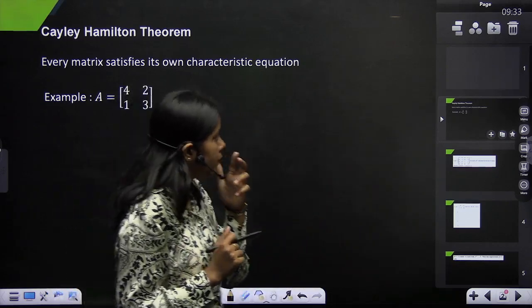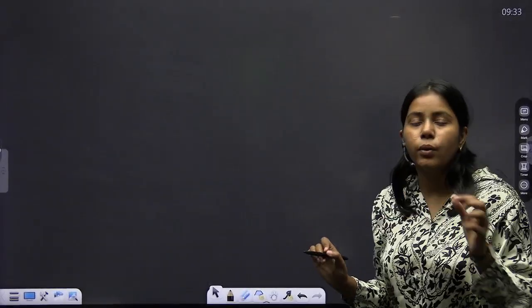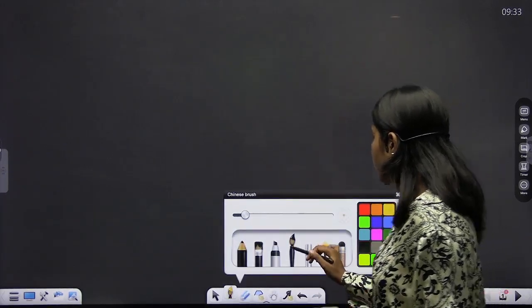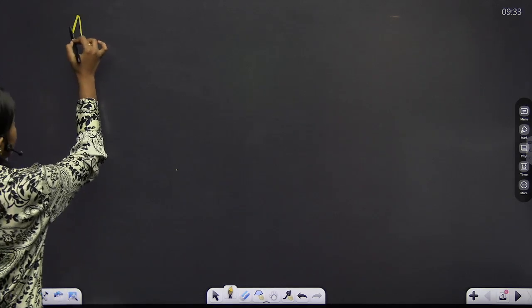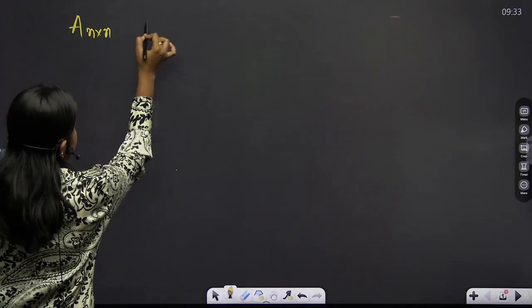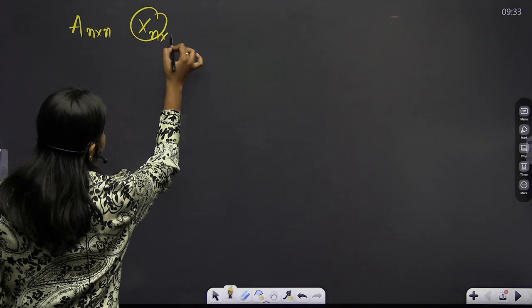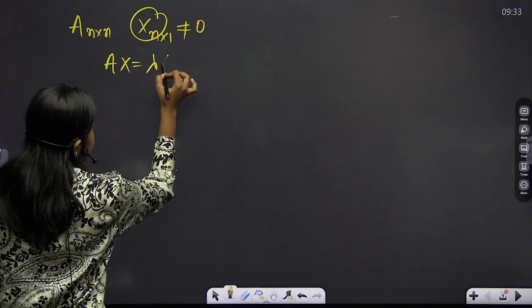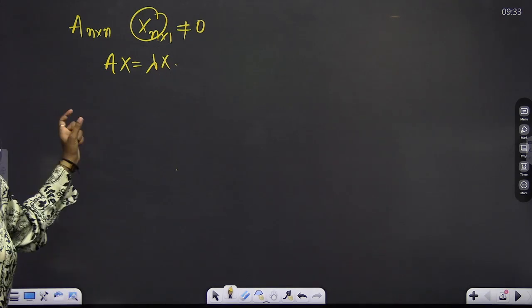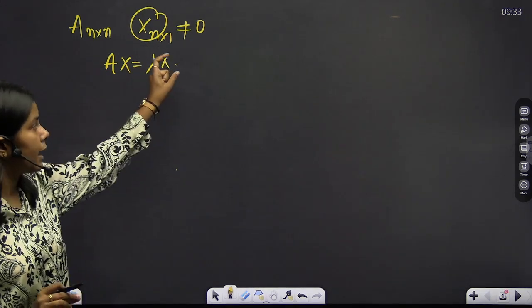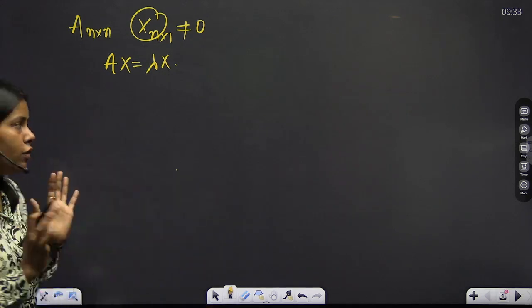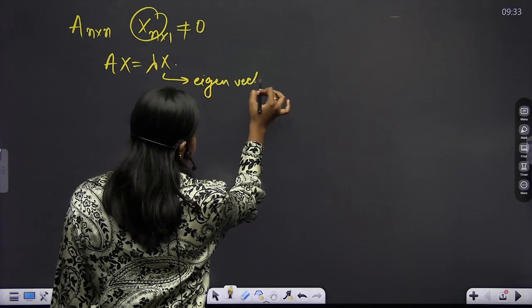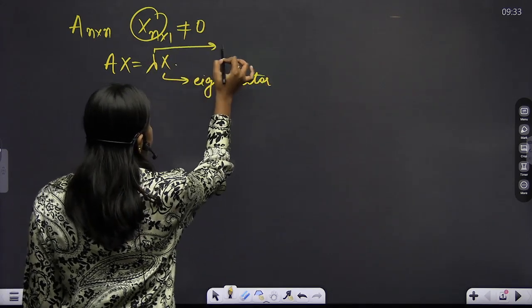Before starting, I just want to give a quick revision for characteristic equation. So what was the characteristic equation? Let's suppose A is a matrix of order n cross n. I am interested in finding a vector x of size n cross 1, which is not equal to 0, such that Ax equals lambda x. If I multiply this x vector with the matrix, I get a scalar lambda and the vector itself. That is the definition of eigenvalue and eigenvector. This is my eigenvector, and this is my eigenvalue.